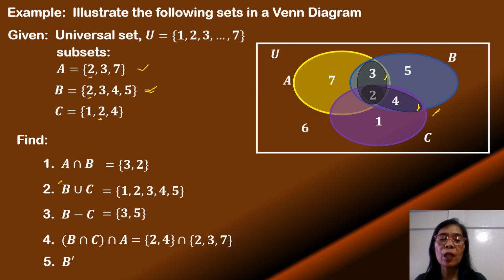And then intersection A, so these elements 2 and 4 intersection A, our A contains the elements 2, 3, and 7. So the intersection of this and A, we have the element 2. Complement of B is, again, elements in U which are not found in B. As we look at our diagram, all the elements in B are 2, 3, 4, and 5, and the elements which are found in the universal set but are not found in B are the elements 6, 7, and 1.